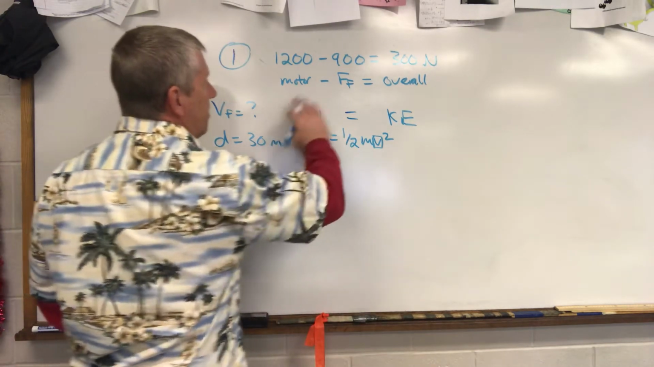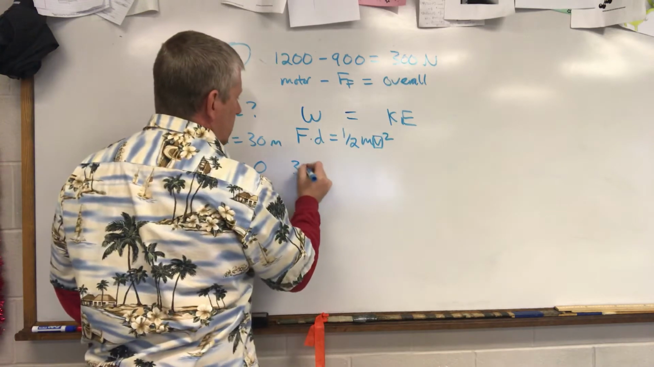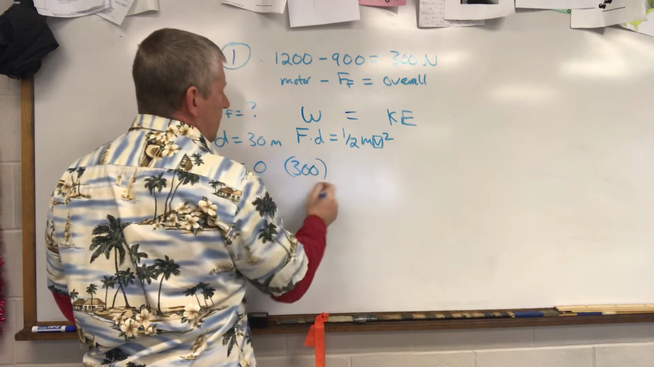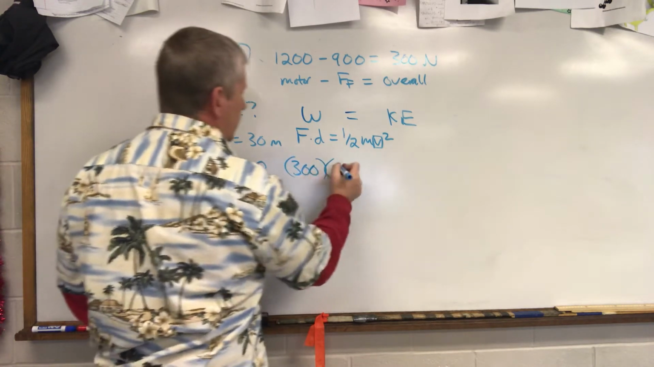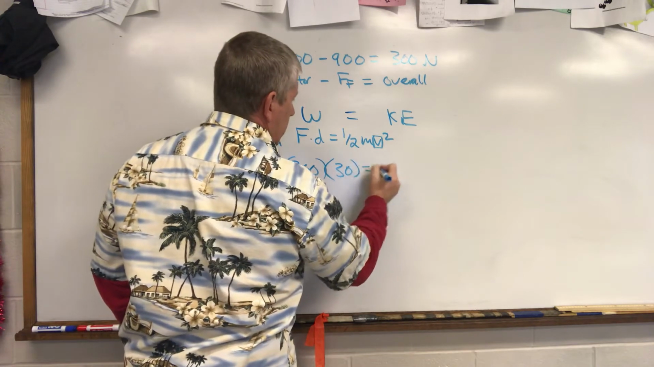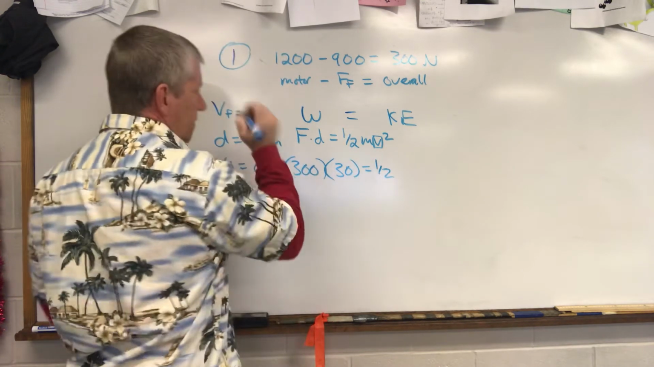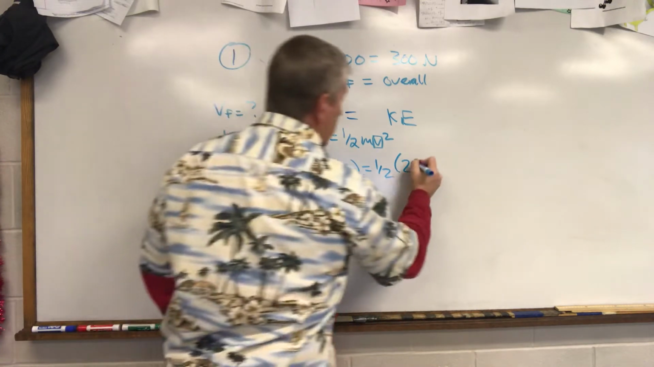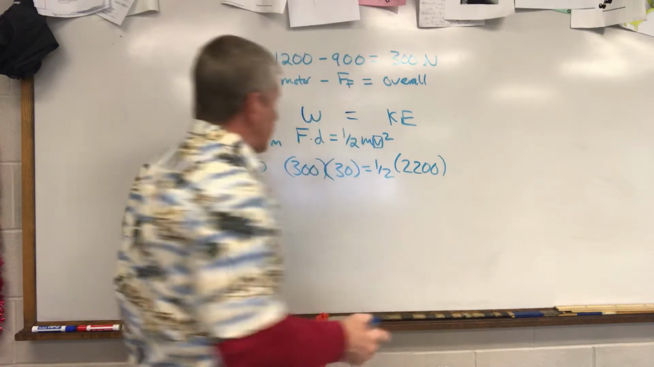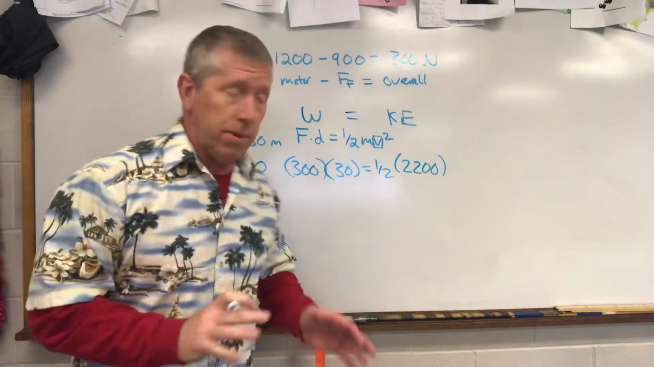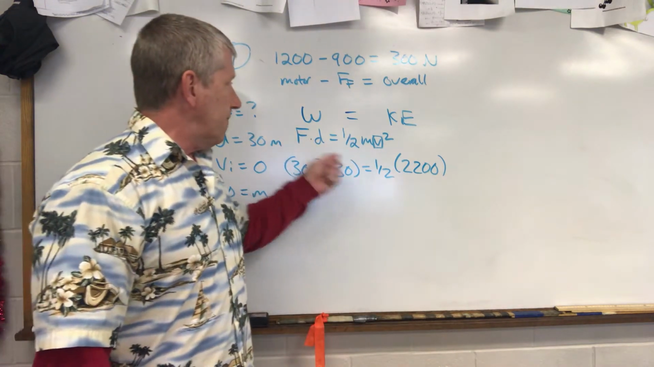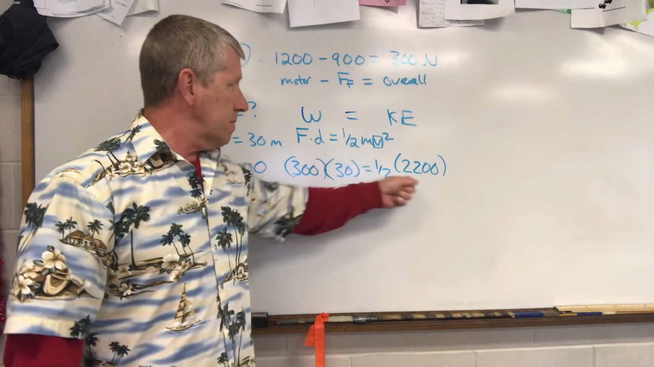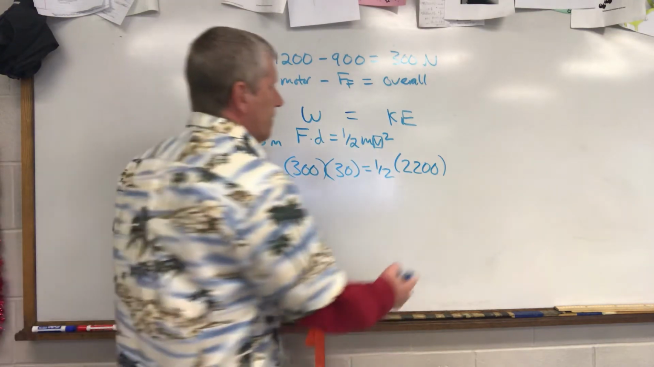The force provided by the engine is 300 newtons. It's provided for a distance of 30 meters. Equals 1/2 the mass of the vehicle, which is 2,200, times v squared. And notice in this case, I didn't need the mass to cancel out like in the last couple of problems, because on the work side, I don't have mass, so I do have to keep the mass in. And I solve for v.